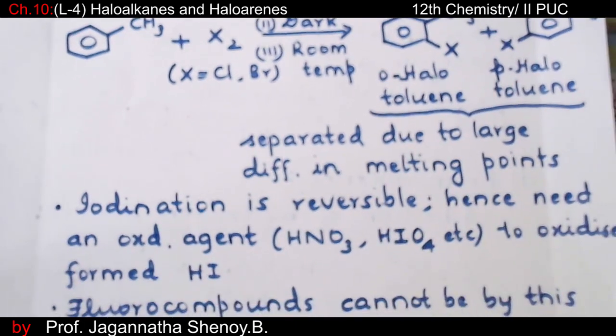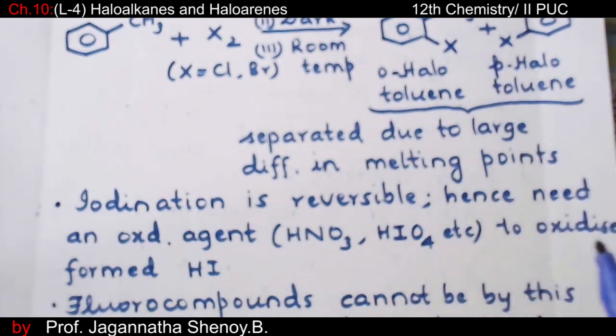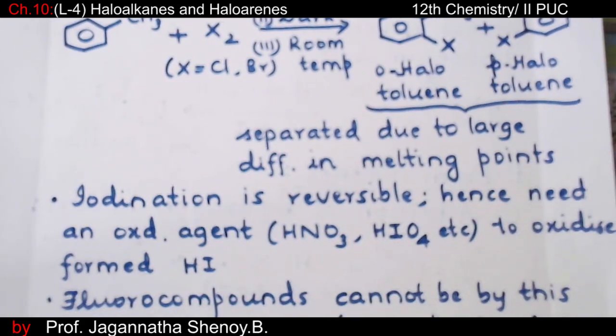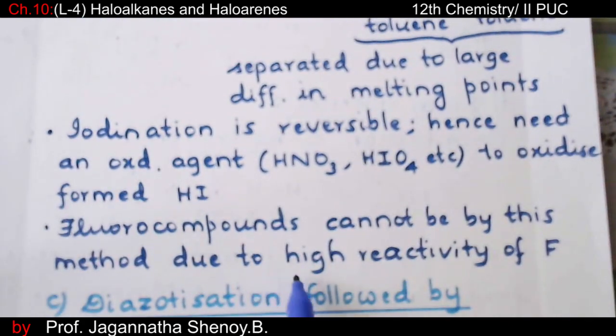Now, what about fluoro compounds? We can't prepare fluoro compounds by this particular method. Because what's the problem with fluorine? Fluorine is highly reactive and it causes the cleavage of carbon-carbon bonds, etc. That's why we do not obtain fluoro compounds by this particular method. So the reason that I have highlighted is it's because of very high reactivity of fluorine.